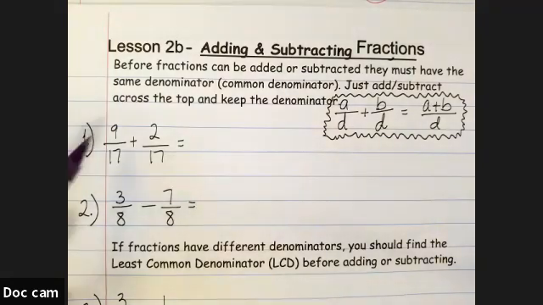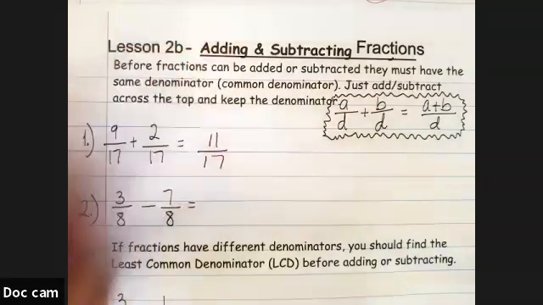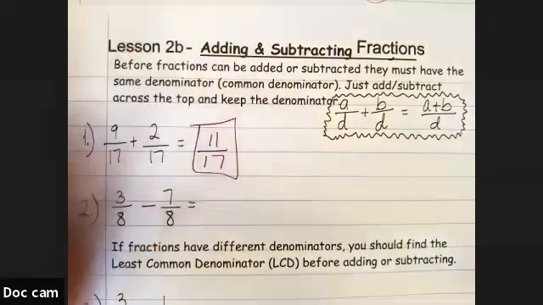So 9 over 17 plus 2 over 17, you're just going to add the numerators and keep that common denominator. So 9 plus 2 is 11. So you have 11 over 17.